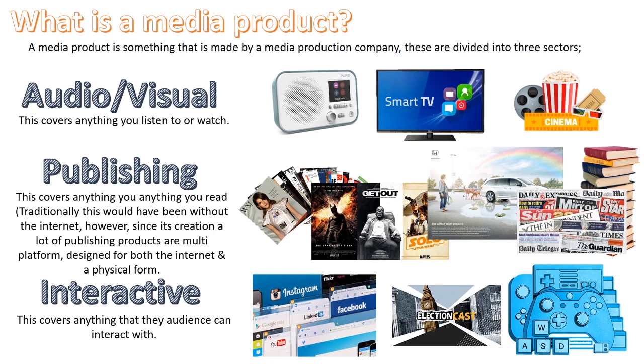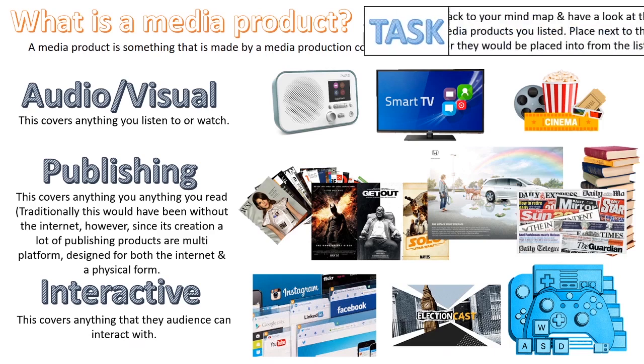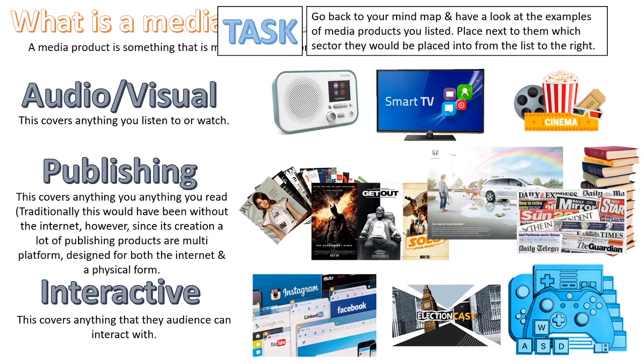So now that you understand the products, what I want you to do is categorize them into the different sectors. So go back to your mind map. Look at the examples of the media products that you listed and try and categorize them into those three different sectors: audiovisual, publishing, and interactive.